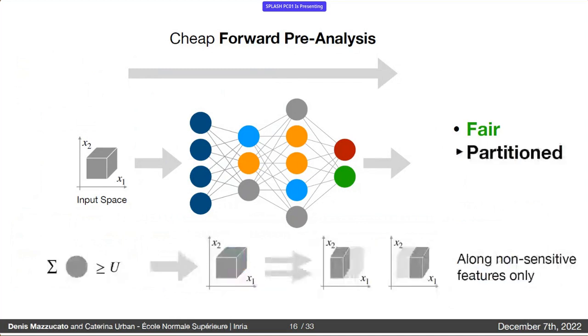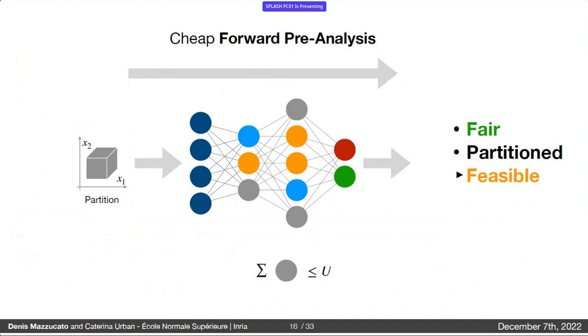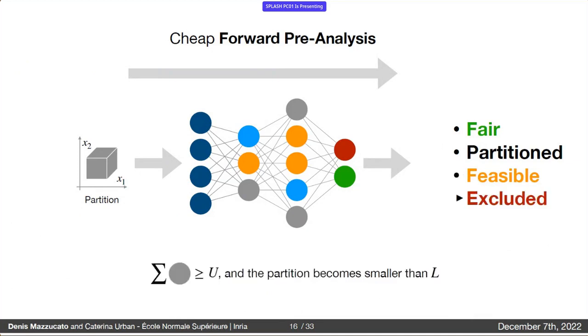And so we count these uncertain nodes. If they are greater than our budget configuration threshold U, we partition. And how do we partition? We split along any non-sensitive feature, and we continue the forward analysis. Whenever the number of uncertain nodes is below U instead, we say that the partition is feasible. We stop partitioning, and this partition will be ready for the backward iterator. But if the number of uncertain nodes is still greater than our threshold U, and the partition size becomes smaller than the other threshold L, we exclude the partition from the analysis, and we are not able to conclude anything on this partition until a broader budget is provided.